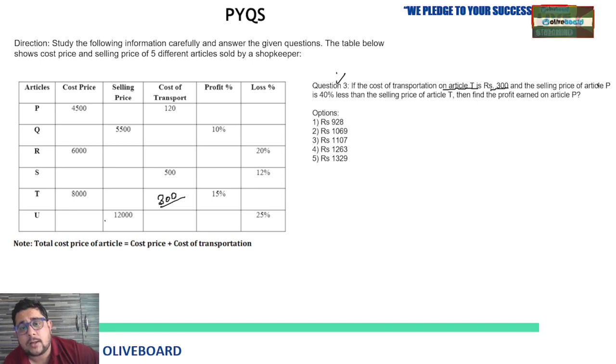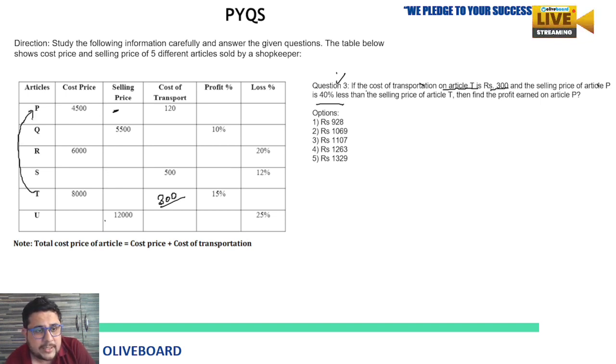Okay, just note it down. If the cost of transportation on article T is rupees 300, then the selling price of article P is 40% less. So article P, they are talking about what? The selling price of article P is 40% less than the selling price of article T. Okay, this is what is given.